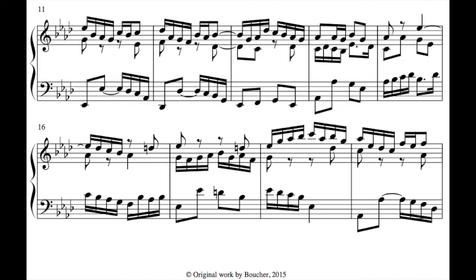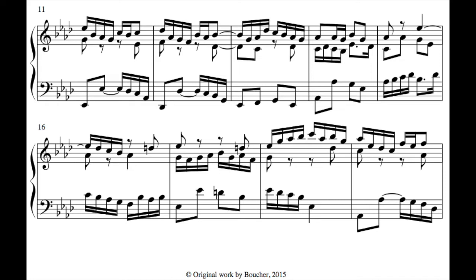I think in one of my other discussion videos, I referenced a couple Bach fugues where we hear the subject in the key of E minor. I think it's the Wedge fugue that does that.